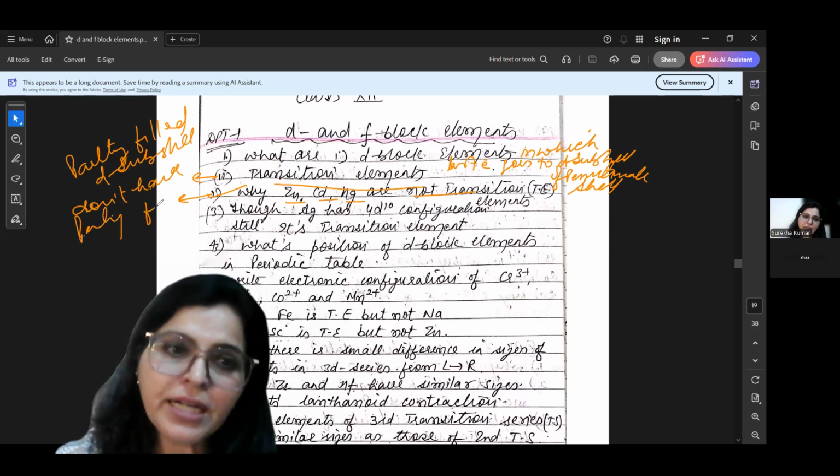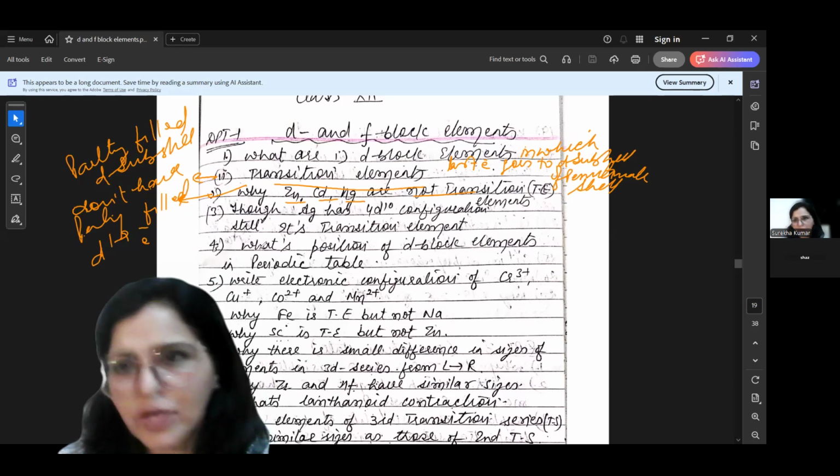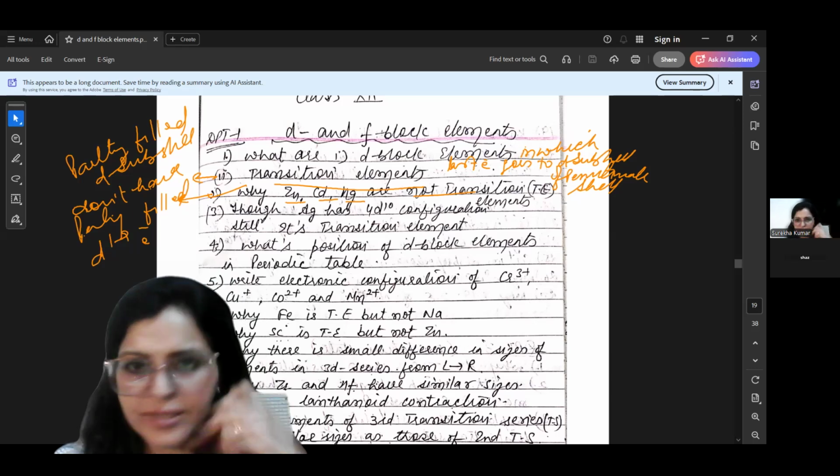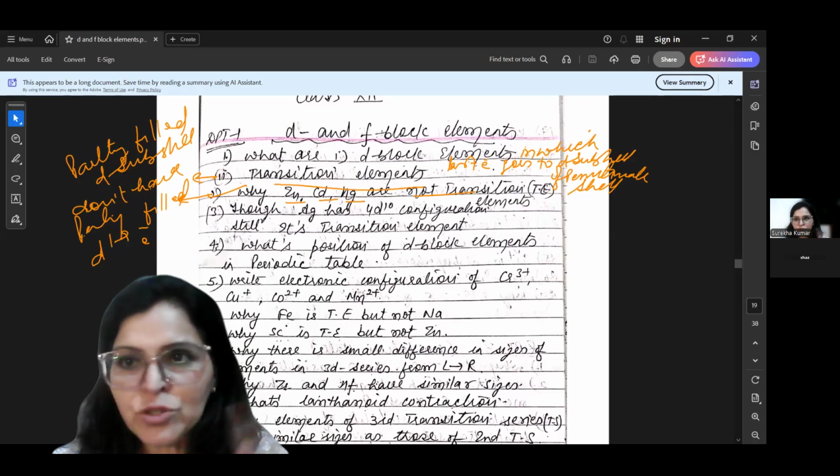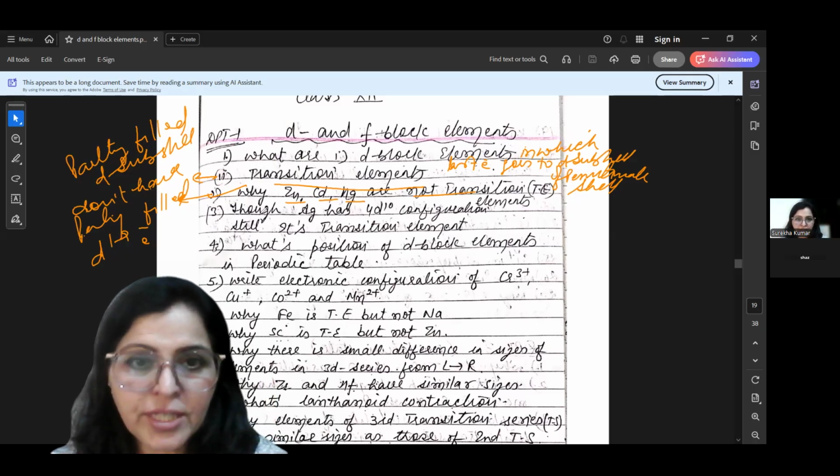What do you mean by partly filled? d1 to d9, like half-filled electrons. Okay, not half. d1 to d9 should be there. It should not be complete. d10 should not be there.